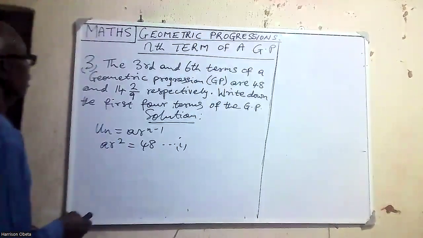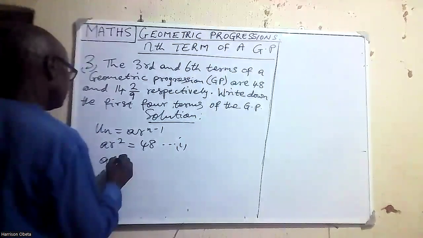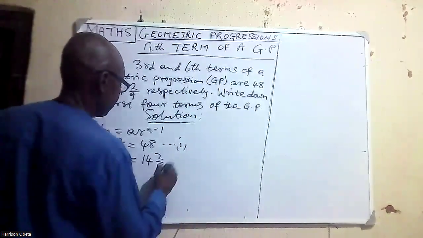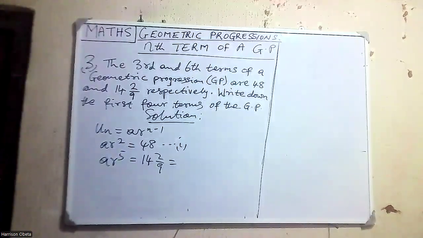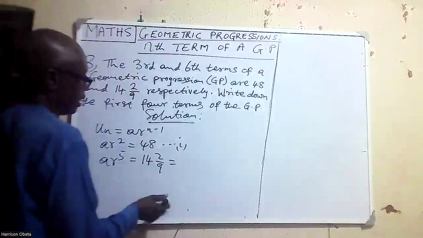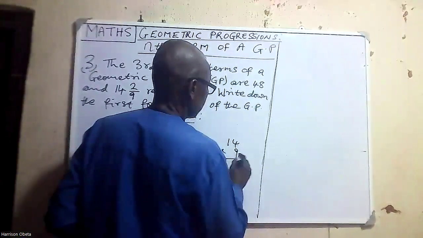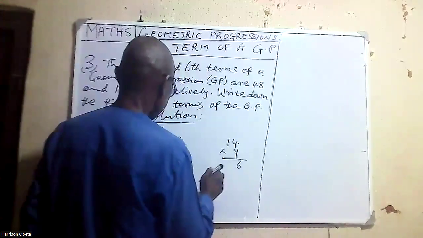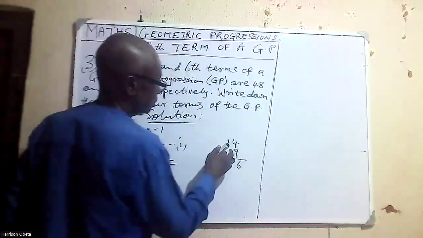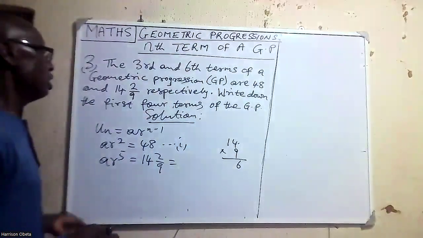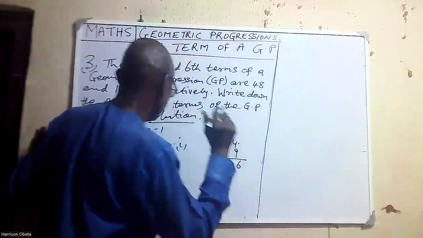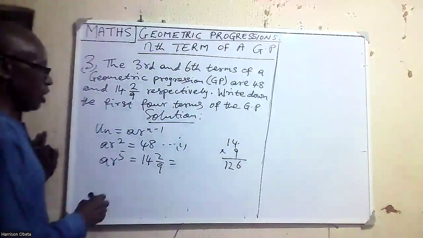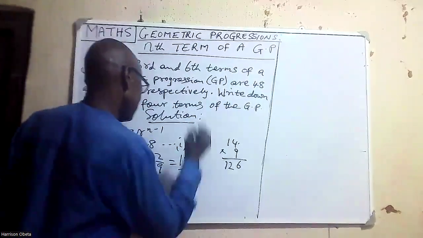And then the sixth term, AR raised to power 5, is equal to 14 2/9, which you can change to an improper fraction. 9 times 14 is 126, plus 2 gives us 128. That's 128/9.